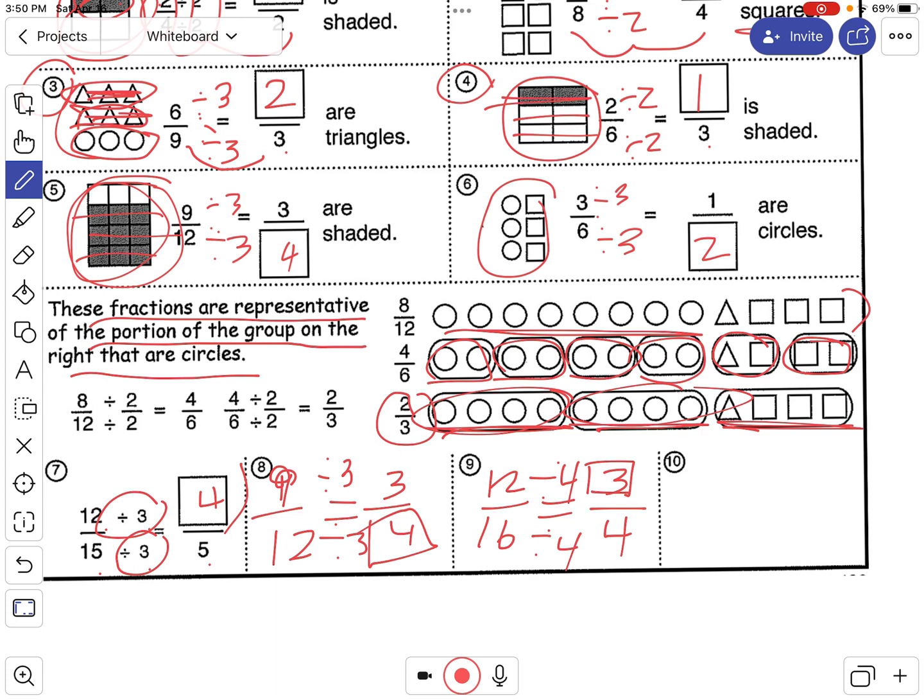Look at that. Okay. Now the next one, I want you to do 20 over 30 equals 2 over a box. Pause the video and see if you can solve that. Well, 20 divided by 10 is 2. And so 30 divided by 10 is 3. 2/3. There you go.